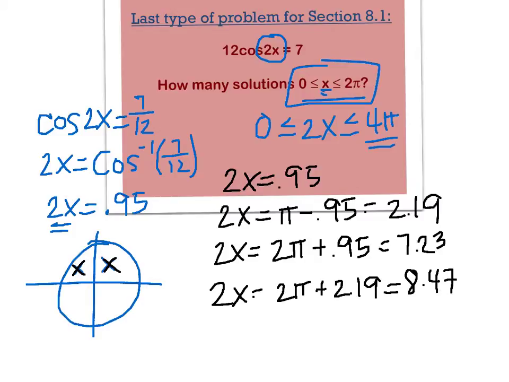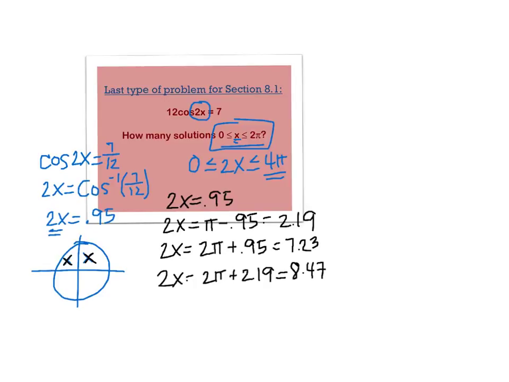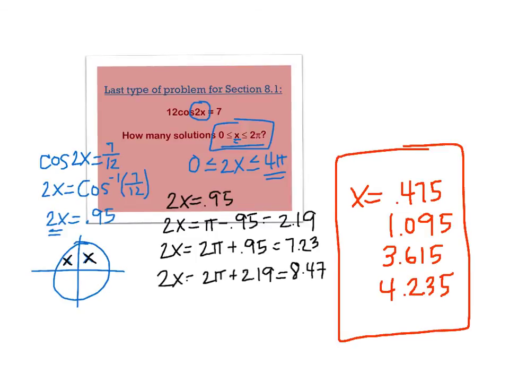The one last thing we need to account for here is our answers need to be in terms of x. We would never write 2x equals something as a final answer. So what we can do here is simply divide all of these by 2, and we'll end up with the following for answers. X equals 0.475, 1.095, 3.615, and 4.235.